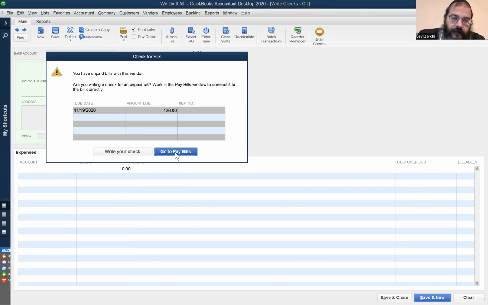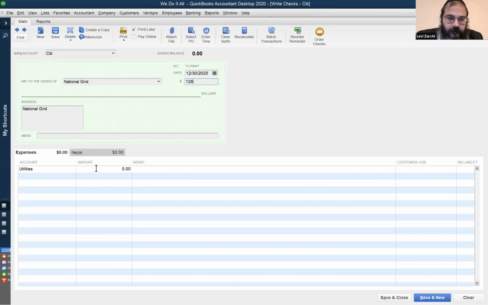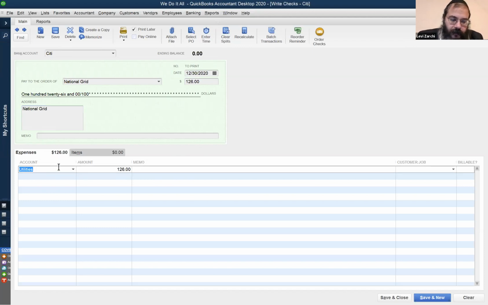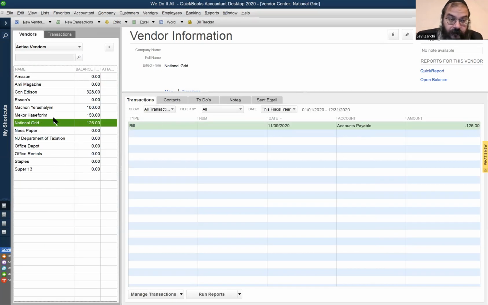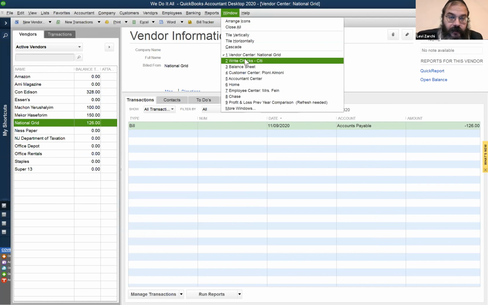But I didn't do that. I just went to go pay. I didn't go to go pay bills. I wrote my check for 126. But if I choose account utilities, what's going to happen is it's going to be a new expense, right? I have the first 126, which is a bill, which is unpaid, and I have a new check for a new expense of 126. So I think I'm a smart aleck, and I'm going to write accounts payable, right? Accounts payable, 126. And before I press save, let's go check the accounts payable in the vendor section. You see here, National Grid is owed 126. And I'm going to continue writing my check.